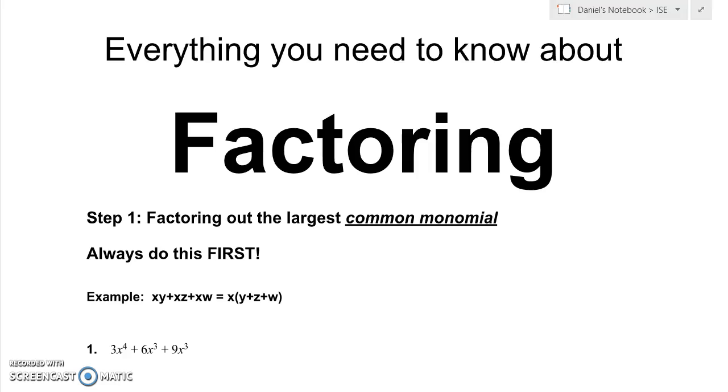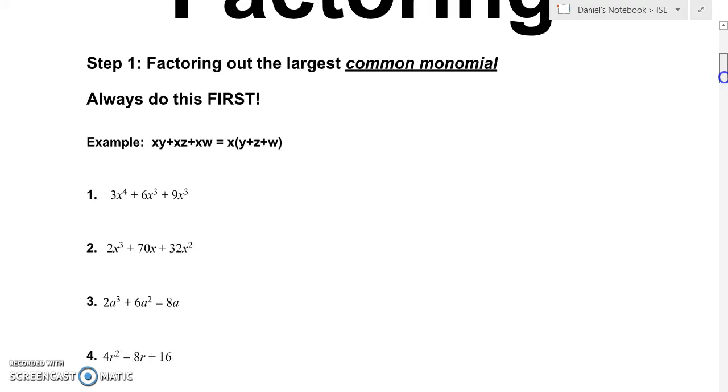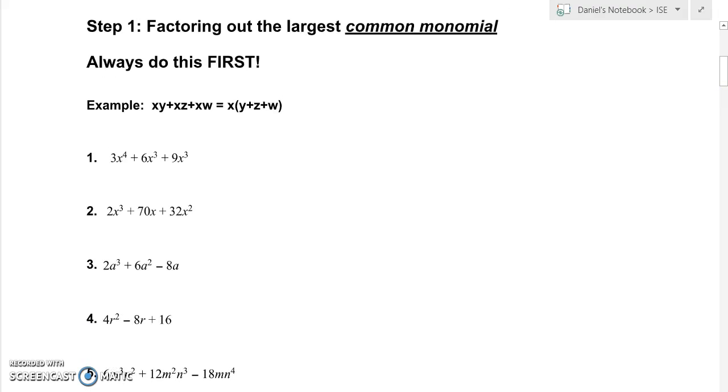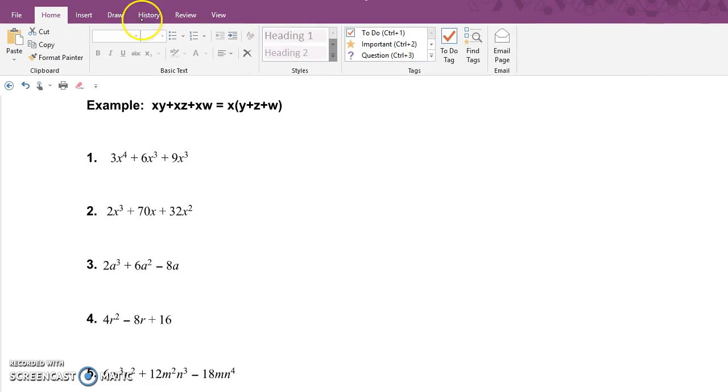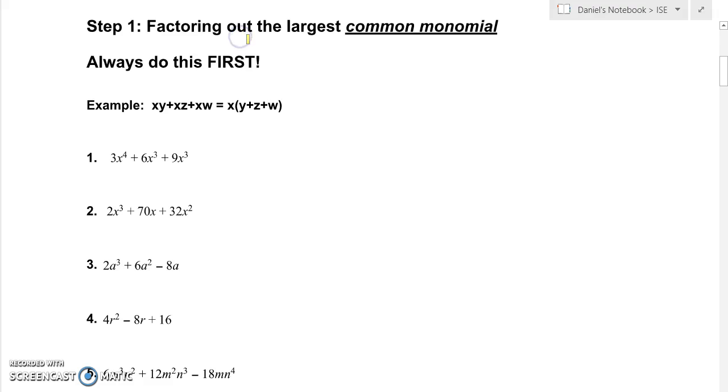Page 1, everything you need to know about factoring. The first thing you have to do always is factor out the common monomial. You're looking for something that's in common between all 3, 4, 5 terms, doesn't matter how many terms. So here you have your common x. Factoring is unmultiplying. So we're making x multiplied by y plus z plus w.